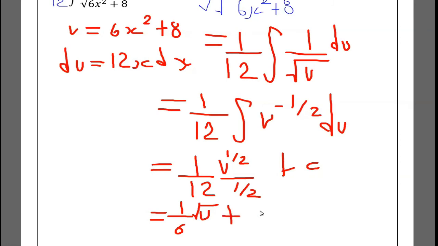Plus c. But again, what is u? u is 6x squared plus 8. So the final answer is 1 over 6 times the square root of 6x squared plus 8. And this is again integration by substitution. All right, so integration by substitution leads to integration by recognition. So that's the aim of substituting, to go from substituting to where you're just recognizing. All right, easy.